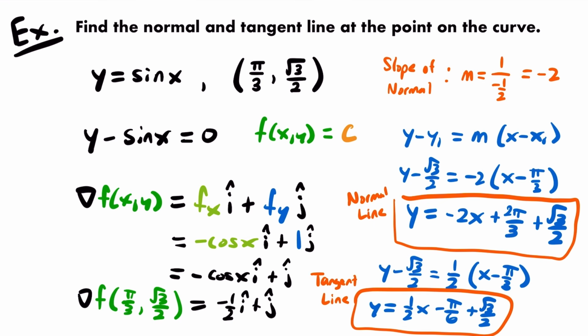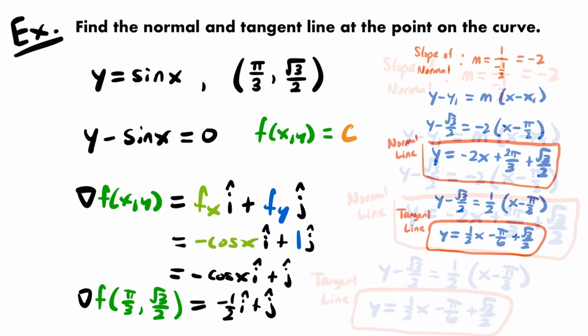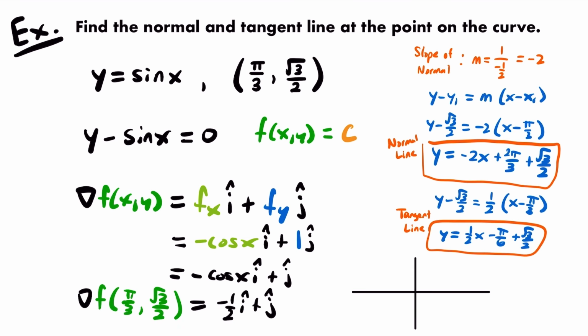Okay, and so if you were to look at the graph of the sine function, it looks something like this. You have a curve with this type of shape. The point that we're working with here, pi divided by 3 and the square root of 3 divided by 2 as the x and y coordinates, is somewhere about right here.